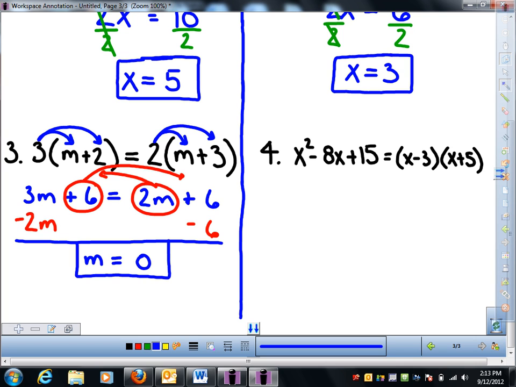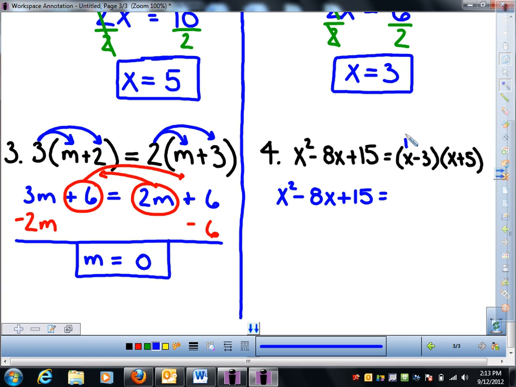Now sometimes we'll run into some problems that have squares thrown into them, and I don't want us to be too concerned about those. So let's walk through how we do one like this. We'd start out by just leaving the left-hand side the way we see it, in which case I'd have an x squared minus an 8x plus 15 equals. But on this side we have to do what's called FOIL. We have to multiply these two out before we can do anything.